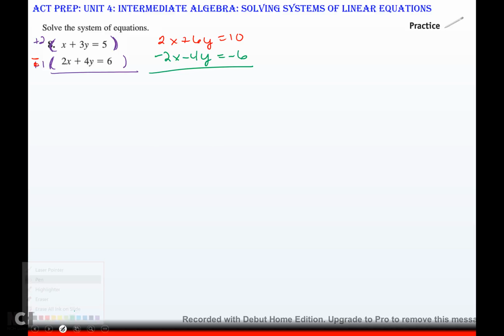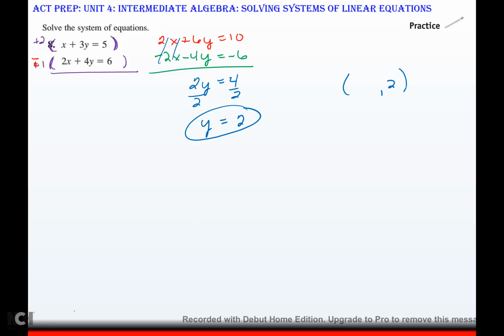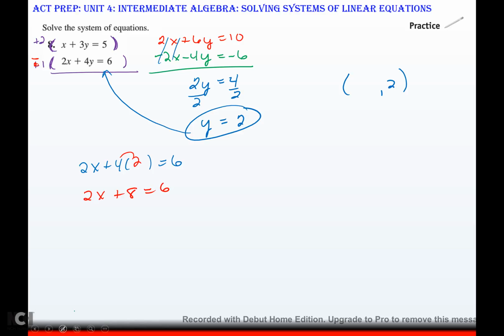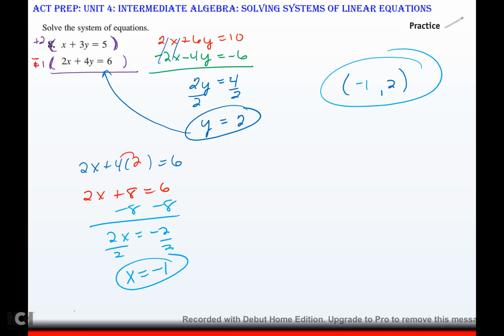And now when I add what's left, combine like terms, the x's cancel. 6y take away 4y is 2y. 10 take away 6 is 4. So divide by 2, and I get y equals 2. There's half of my answer. Plug it back into either of the originals, and I went to the bottom, so I have 2x plus 4 blank equals 6. Replace my blank with 2 and simplify. That's 2x plus 8 equals 6. Get x alone, minus 8, 2x equals negative 2. Divide by 2, and x equals negative 1. So my solution is negative 1, 2.